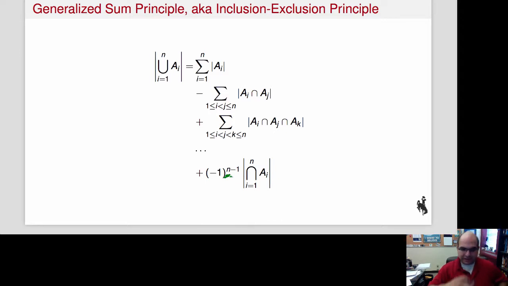Because I'm always adding, subtracting, adding, subtracting, adding, subtracting. So when I get to the end, it just depends on whether I had an even number of sets or an odd number of sets. But basically I need to take out or add the intersection of all the sets. And that's the answer, okay? So intuitively, I think this seems like a correct way of counting, okay?